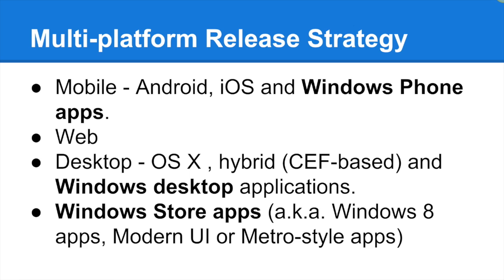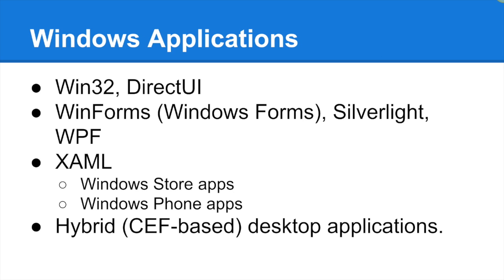As a test developer, and because of multi-platform release strategy, chances are that you have to implement automated tests against Windows applications, in addition to Android, iOS, web, and even OS X applications. Here, Windows applications generally refers to applications based on various UI frameworks, including Win32, DirectUI, WinForms, Silverlight, WPF, and XAML, etc. XAML can also be used in Windows Store apps and Windows Phone apps.